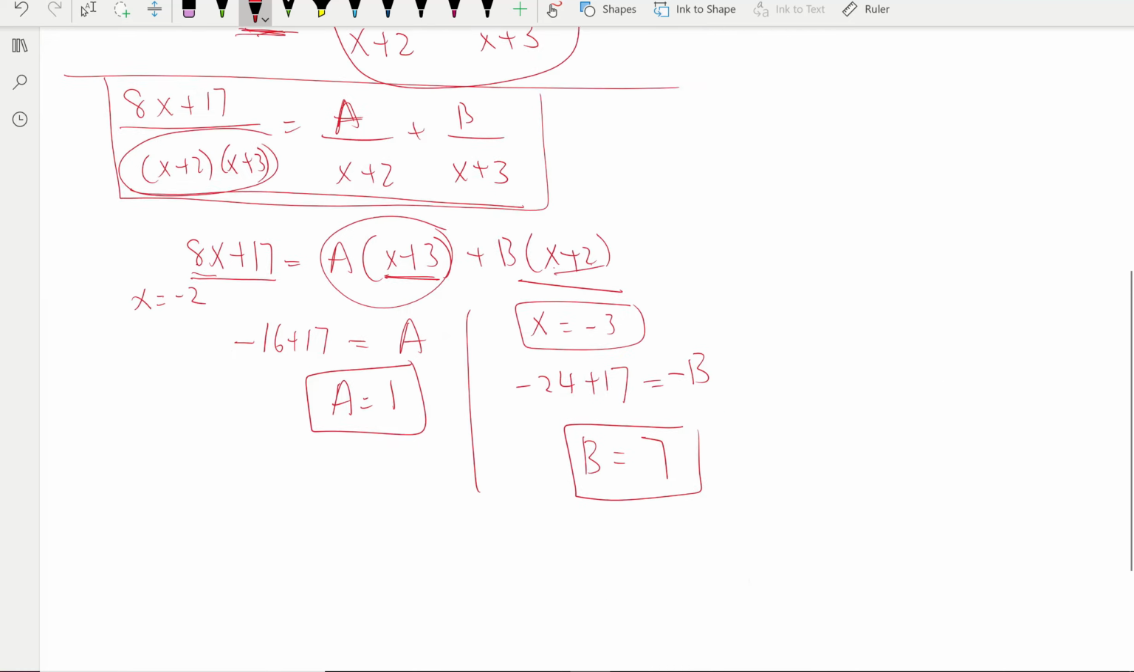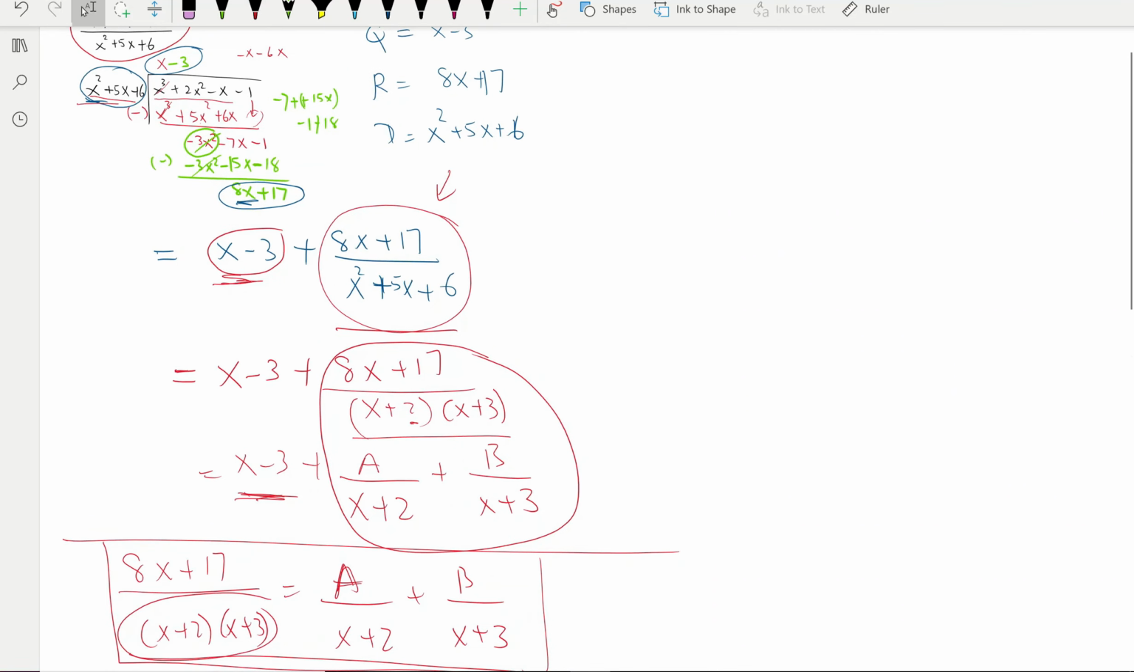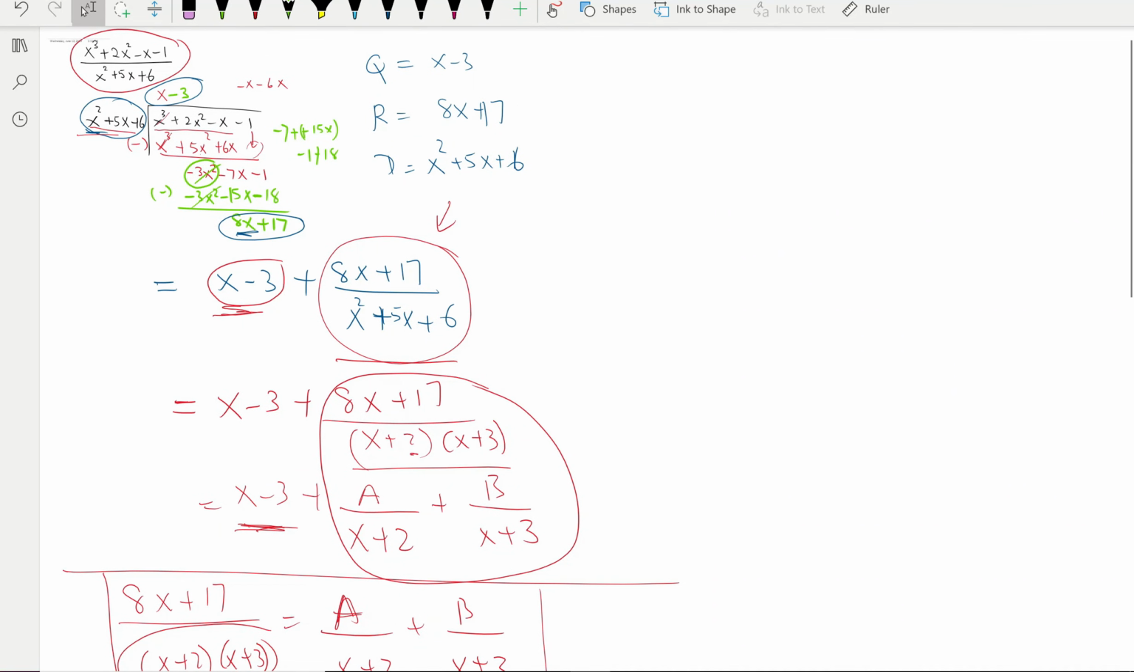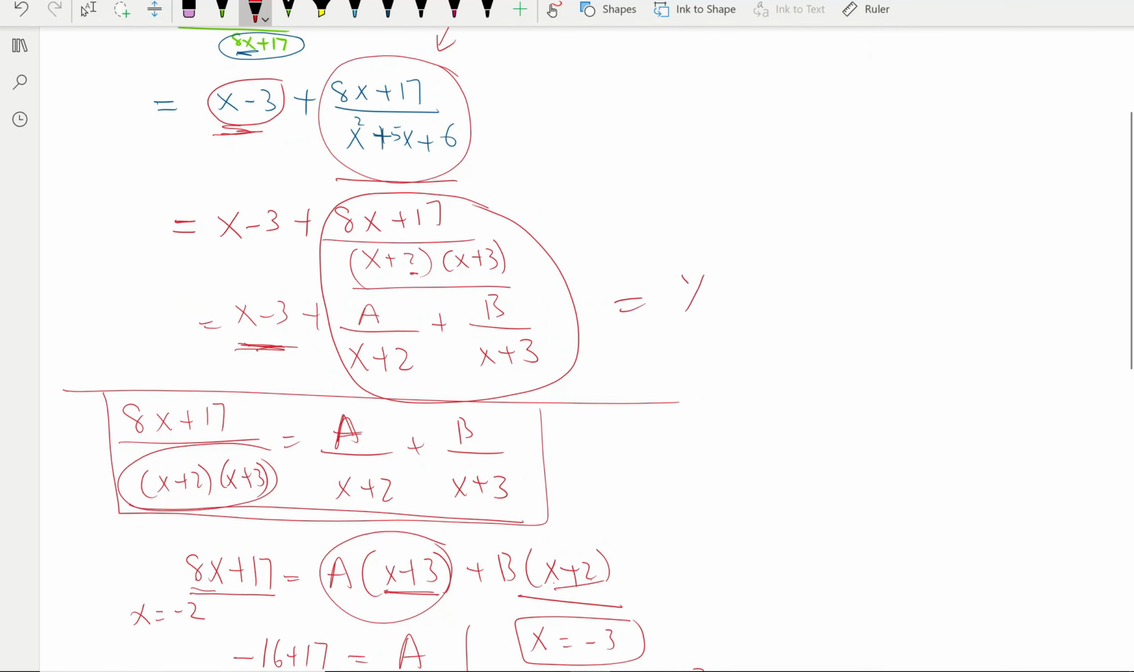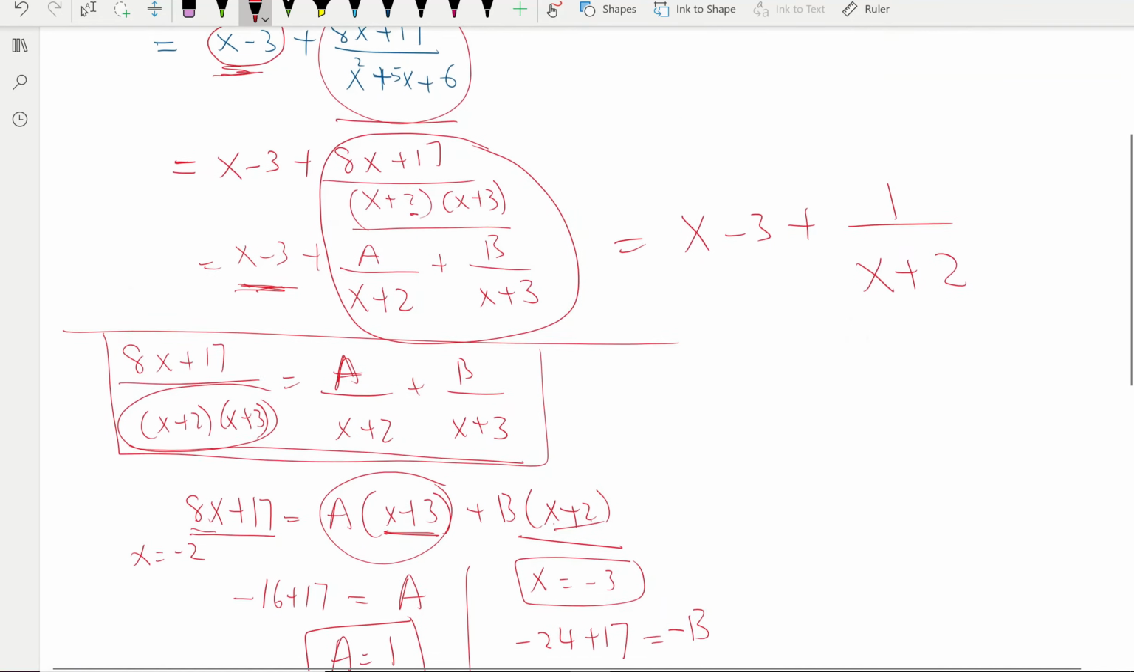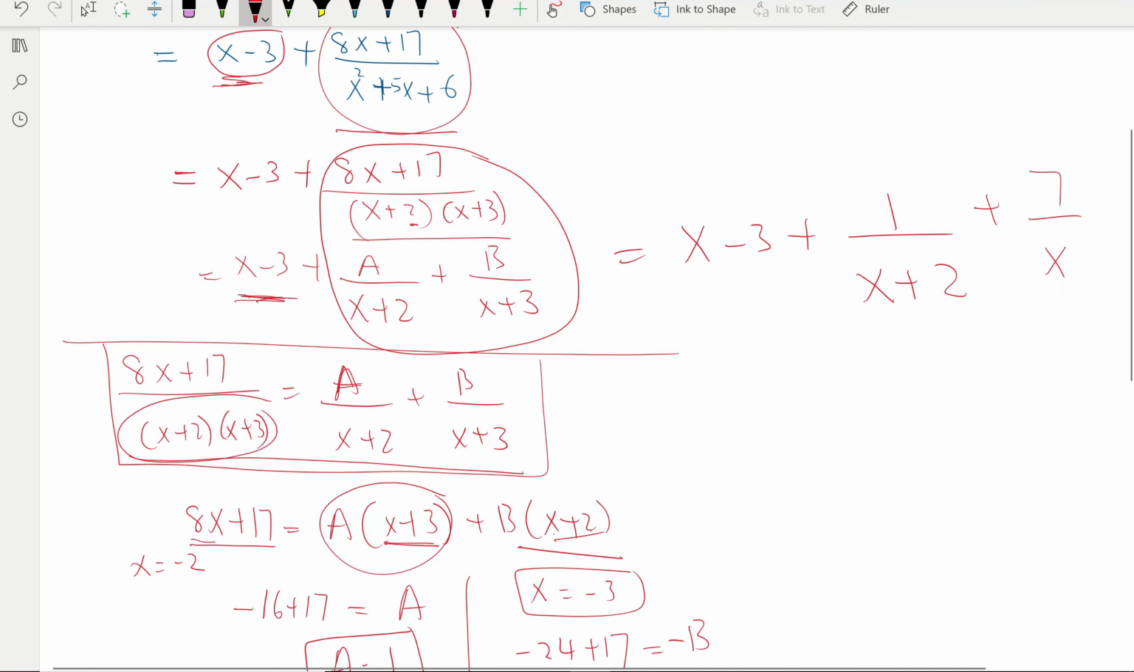Okay. All right. So then what we are going to get, our decomposition is x minus 3 plus a, which is 1 over x plus 2. b is, let's see, 7. So it's 7 over x plus 3. So yeah, this is the decomposition. Okay, full decomposition. All right.